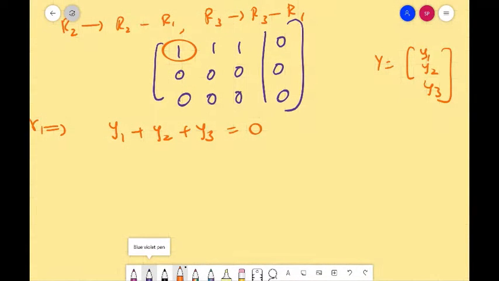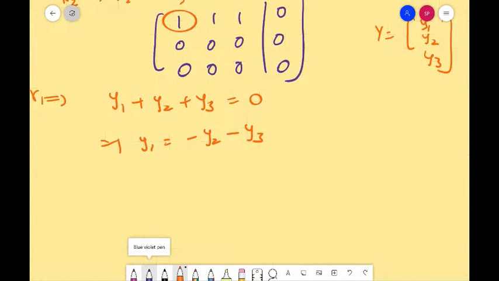Right. What do you mean by that? y1 is equal to minus y2 minus y3. See here, there are no more equations. There are three variables, but you have only one equation. So it will have infinite solutions. How do you write that?